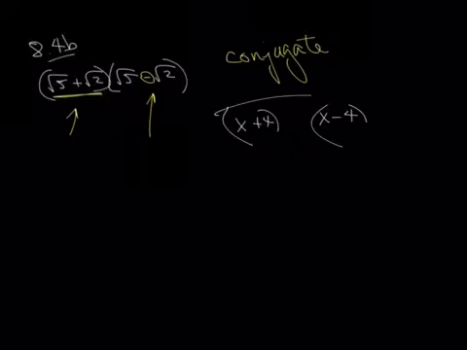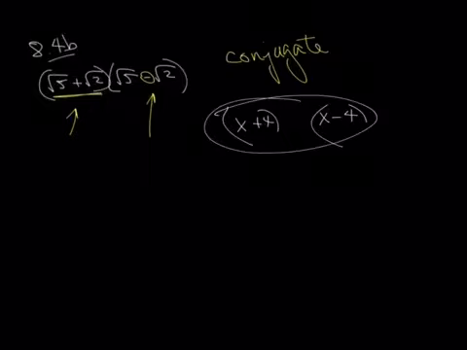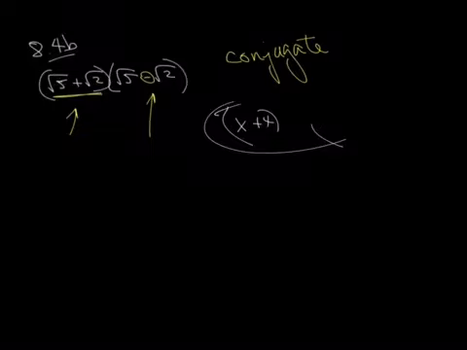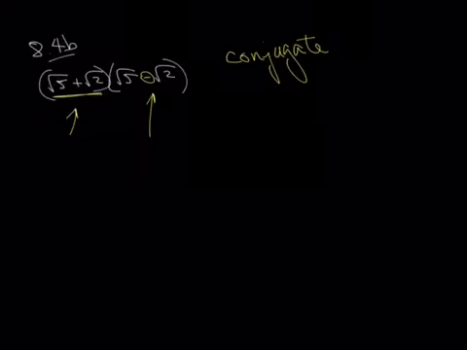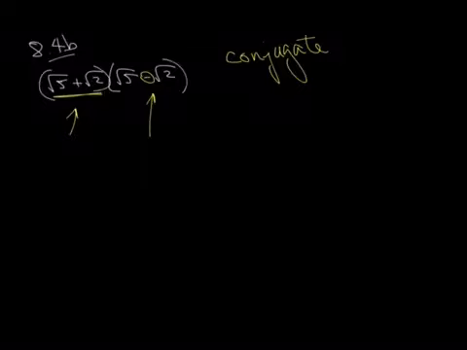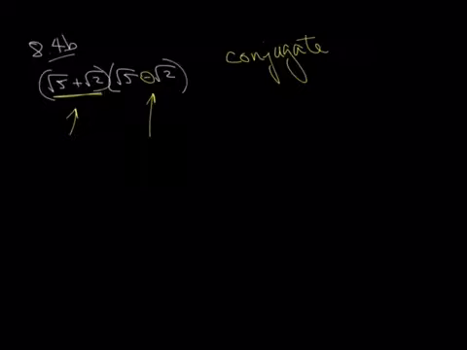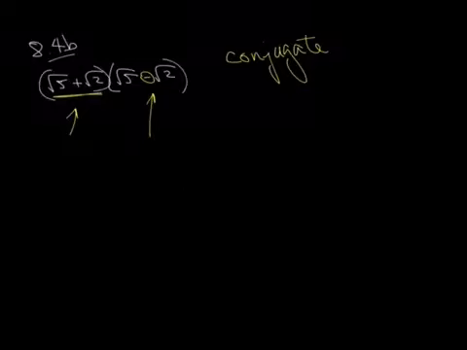All right, and what happens when you have conjugates like that is when you multiply those, doing the FOIL method, the middle terms, the O and the I terms, disappear. So you don't even have to worry about them. All right, so let me show you. Let's go ahead and do the FOIL method.